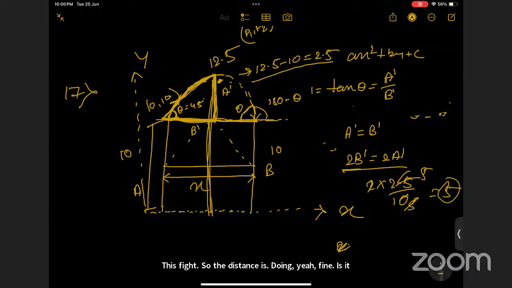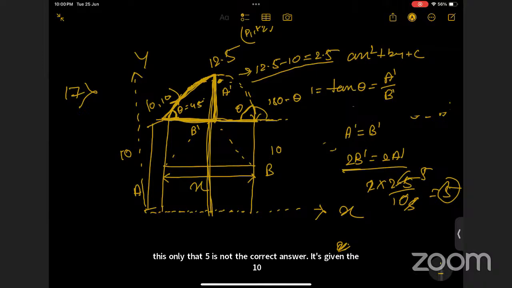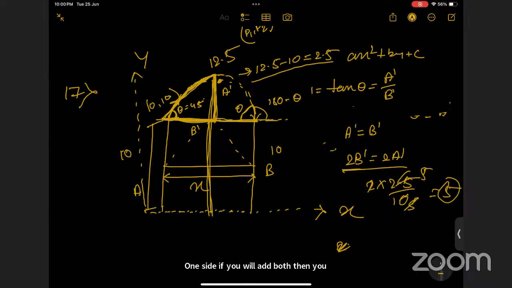No, ma'am, this is not the answer. The answer is 10 feet. 10 meter is the answer. That's why, ma'am, I solved it in a similar way like yours. But the ambiguity is this only, that 5 is not the correct answer. It's given that 10 meter is the correct answer. Yes, ma'am. Ma'am, you found the value of one side. If you add both, then you will find 10 feet.